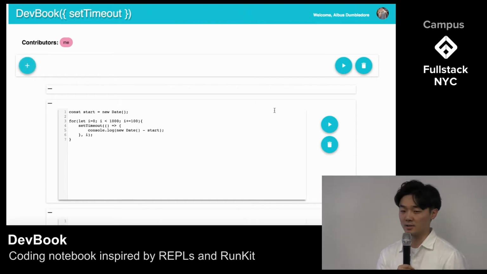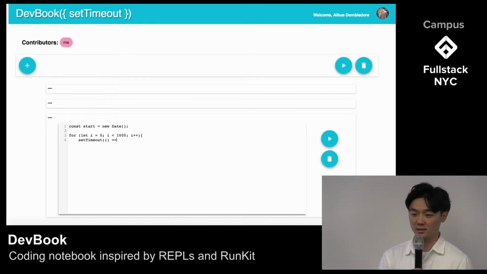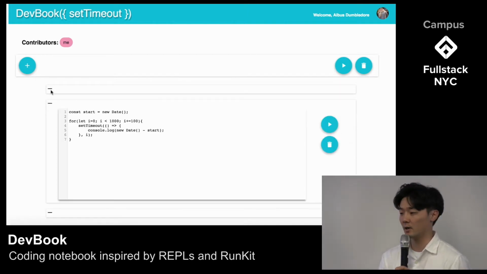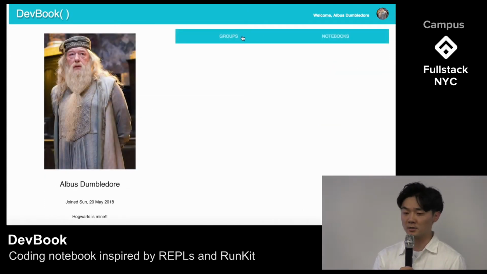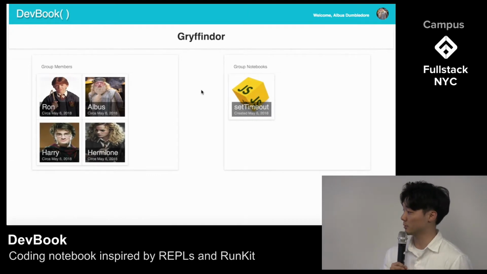Let's say Dumbledore is a teacher who wants to demonstrate how setTimeout works in a lecture. As a user, Dumbledore can create a notebook in which he can write and run setTimeout functions in snippets. He can also share this notebook with his students, allowing everyone to contribute.